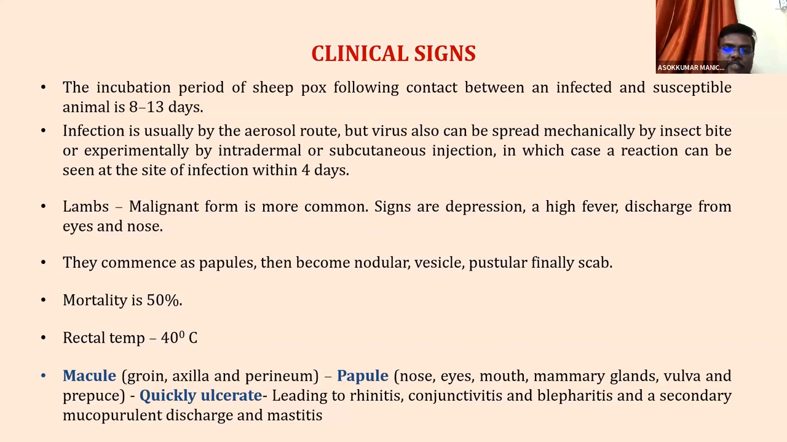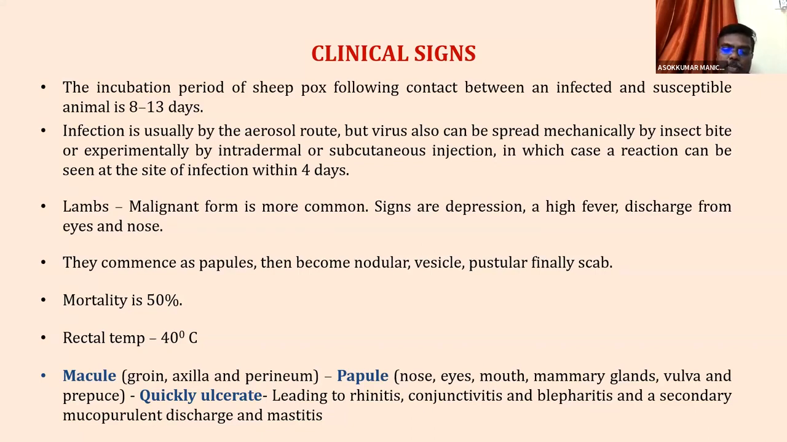In lambs, usually the malignant form is more common. Signs are depression, high fever, especially up to 40 degrees Celsius, and discharge from eyes and nose. They commence as papules, then become nodular, vesicular, pustular, finally the scab formations. Especially the mortality in sheep, you can expect up to 40 to 50%. Then macules will be observed in the groin, axilla and perineum region.